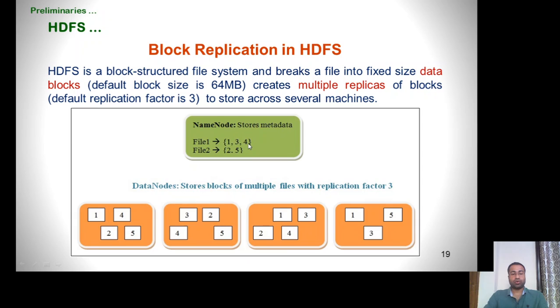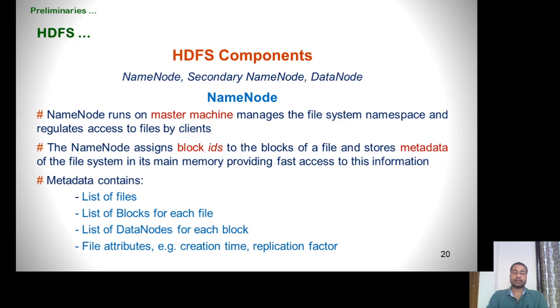Data block 4 is stored on first node, second node and third node. Similarly, for file 2, data block 2 is stored on first node and second node, and data block 5 is stored on first node, second node and third node. So internally HDFS manages where to store all this data at the 3 places.